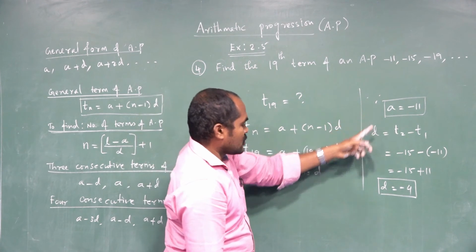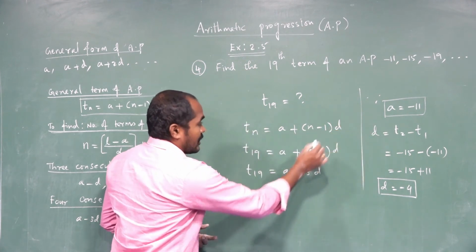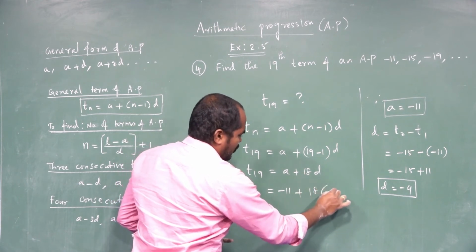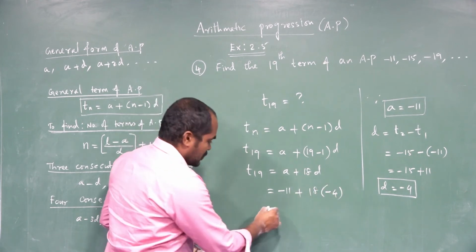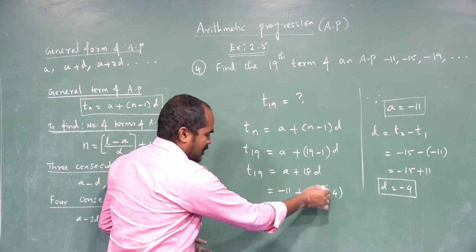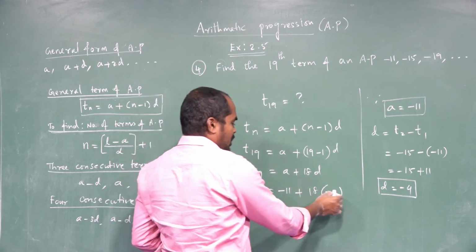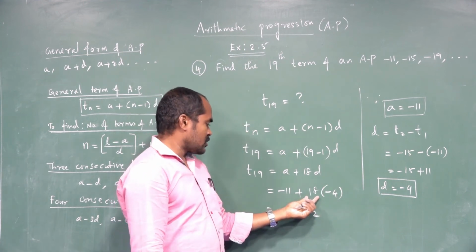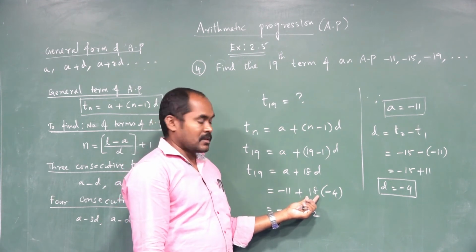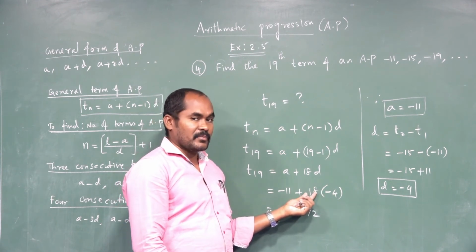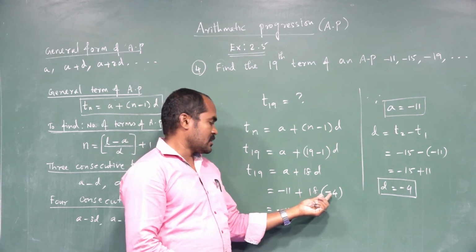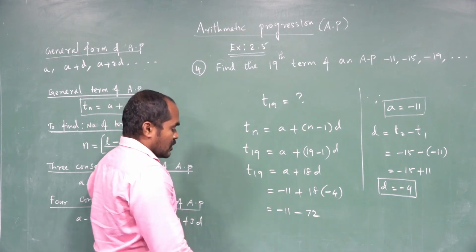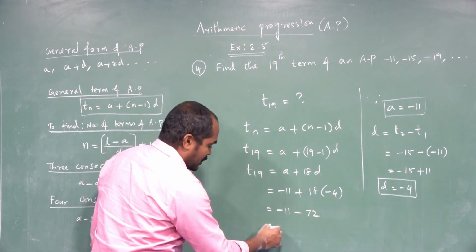So substitute these two values here. We get A value minus 11 plus 18 of minus 4, right? So this is minus 11 plus into minus is minus 18 into 4. So split this 18 as 10 plus 8. 4 into 10 is 40, right? 8 into 4 is 32. 40 plus 32 is 72. So minus 11 minus 72.